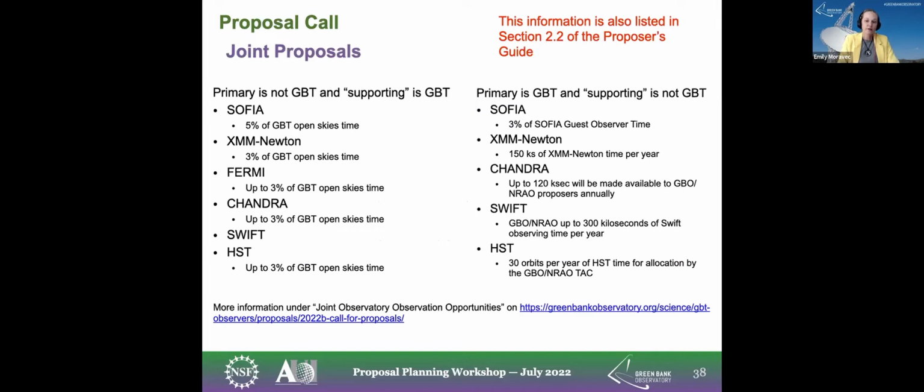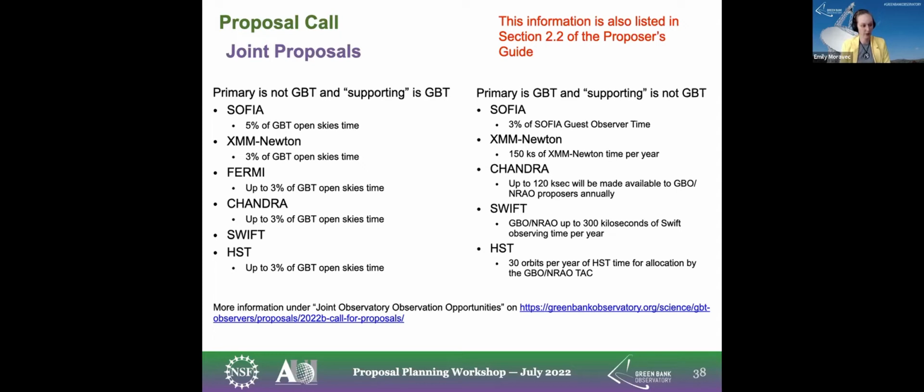We also have the opportunity to do joint proposals with various sets of instruments. So it's possible to submit to another telescope as the primary telescope you're asking for time, and then ask for supporting GBT time. That's what's in the left-hand column. So you're submitting a proposal to that other telescope, and then you can ask for GBT time as a complementary request.